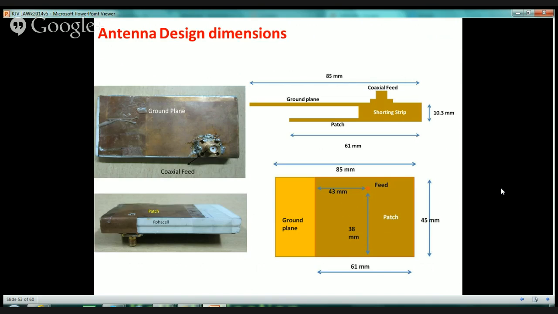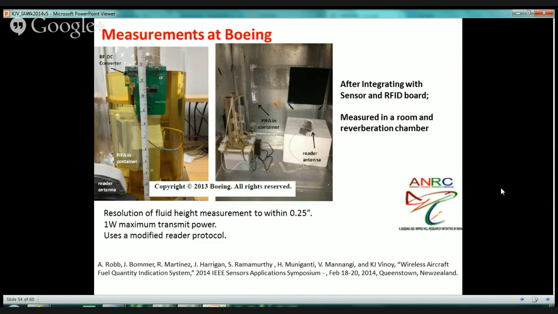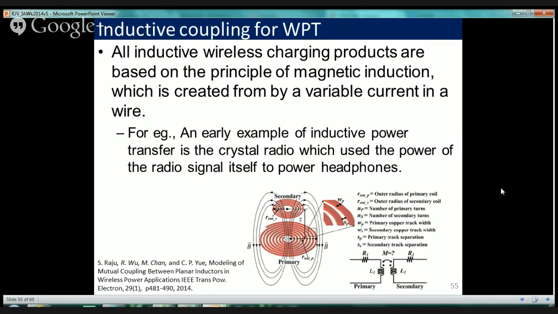Here is the experiment that they did inside a closed enclosure at Boeing, and you could see the antenna here in a box. I think I presented this in the last AEMC. The box was designed so that the fuel does not come in contact with the antenna per se, and they have done communication using power harvested using this approach.